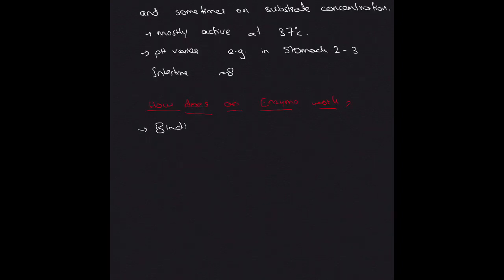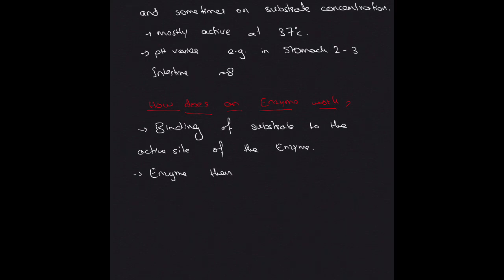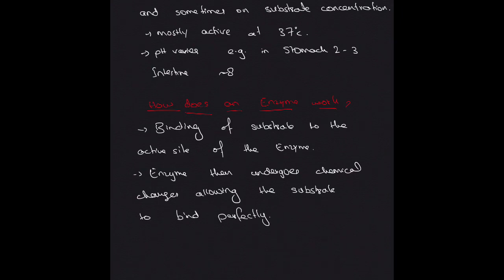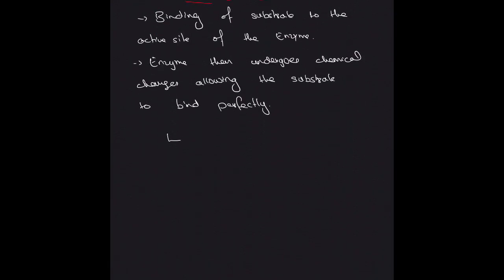You might ask yourself this question. So enzymes work when a substrate binds to the active site of an enzyme. Active site is actually the place where a substrate can bind to the enzyme. So when a substrate binds to the active site of an enzyme, the enzyme then undergoes chemical changes, which actually makes the active site of an enzyme perfect for a substrate to bind. And then the enzyme can catalyze that substrate into a product perfectly.